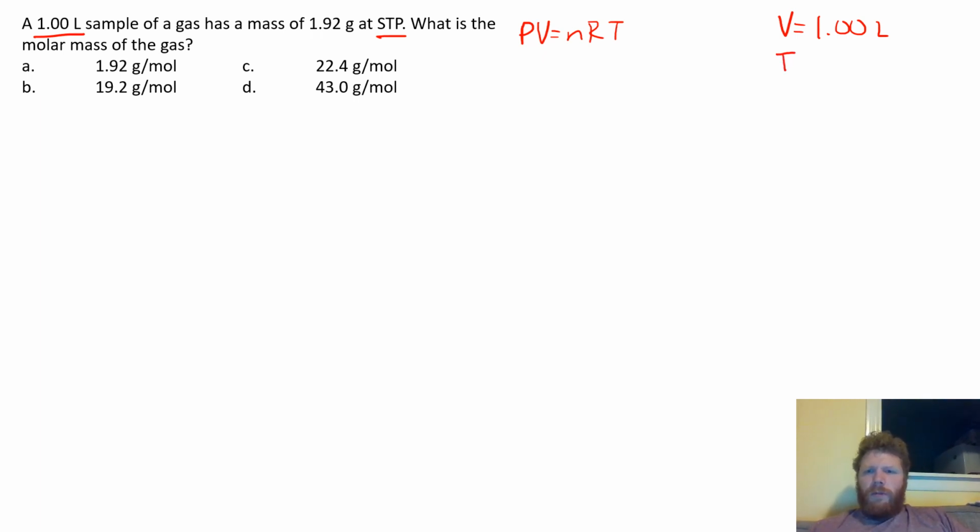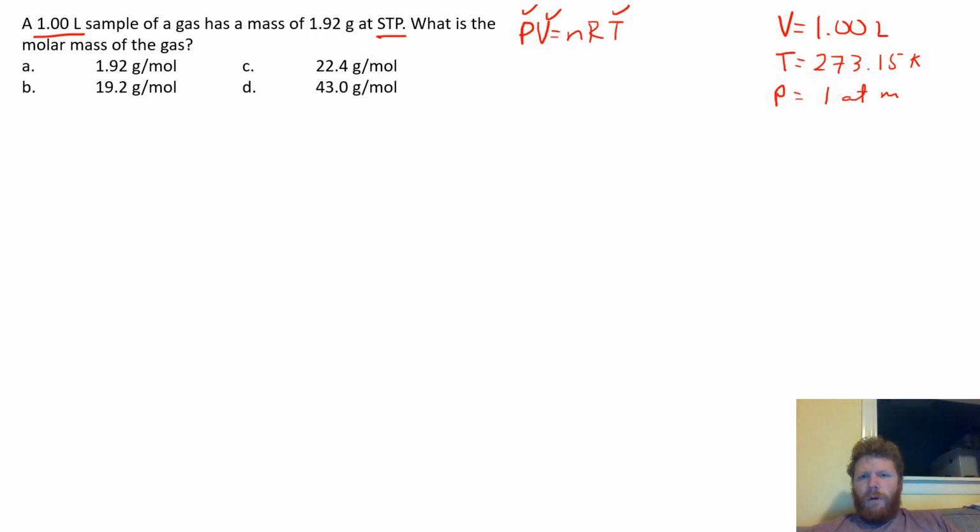First of all, the temperature is 273.15 Kelvin. The pressure is 1 atmosphere. So by being comfortable with STP, you know your pressure, you know your volume, you know your temperature. You also know your R value, which is R equals 0.0821.